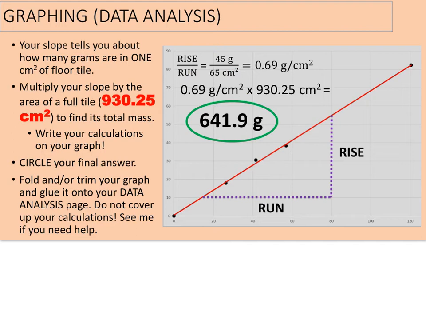If you multiply that slope by the area of a full tile, and remember I told you the dimensions before, 30.5 times 30.5. If you multiply that, you get an area of 930.25 square centimeters. Multiply those two numbers together, and you'll get your calculated total mass. Write those calculations on your graph and circle your final answer.